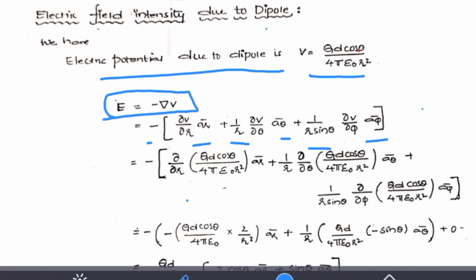Now we substitute: dou by dou R of QD cos theta by 4 pi epsilon naught R square in the AR direction, 1 by R dou by dou theta of QD cos theta by 4 pi epsilon naught R square in the A theta direction, plus 1 by R sin theta dou by dou phi of QD cos theta by 4 pi epsilon naught R square in the A phi direction. Simply we are substituting this V in the equation, and the partial differentiation of V will be carried out.